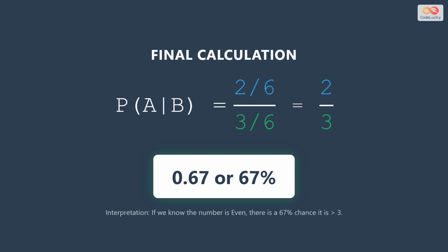Now we simply divide. We take 2/6 and divide it by 3/6. The 6's cancel out, leaving us with 2/3. This equals approximately 0.67 or 67%.